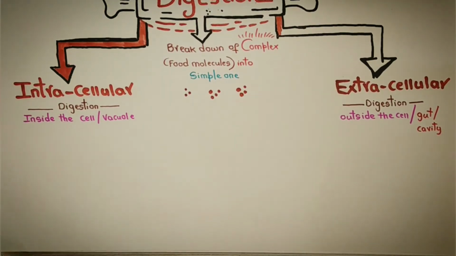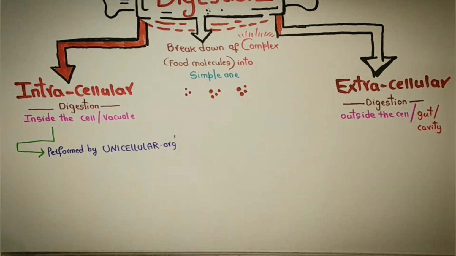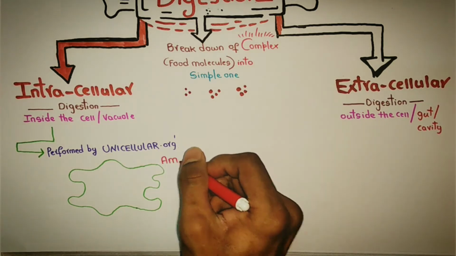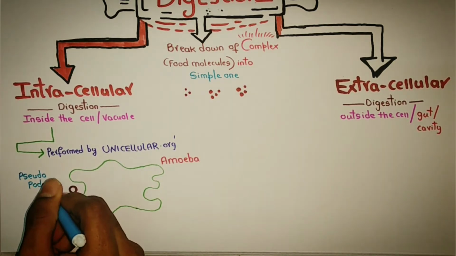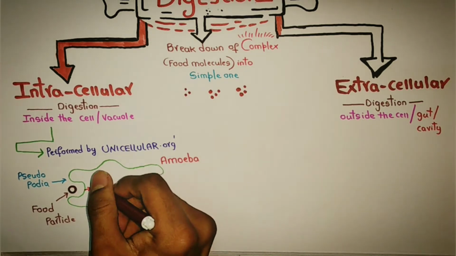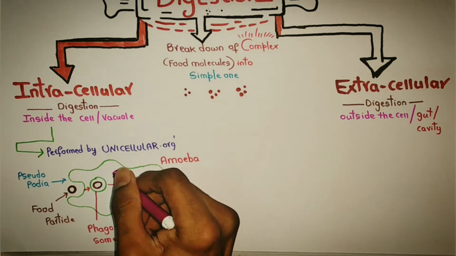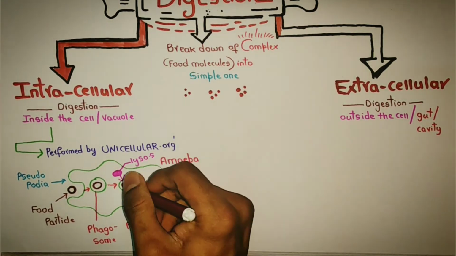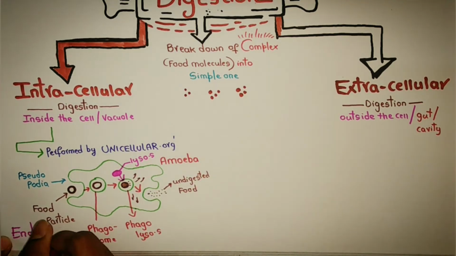Intracellular digestion is basically performed by unicellular organisms and some multicellular organisms. Take the example of this amoeba. Amoeba, a unicellular protist, takes the food particles by means of pseudopodia. The food particle is engulfed in a phagosome, which will eventually fuse with a lysosome to form a phagolysosome, and all the undigested particles are excreted from the body by means of exocytosis, as the food is taken in by endocytosis.